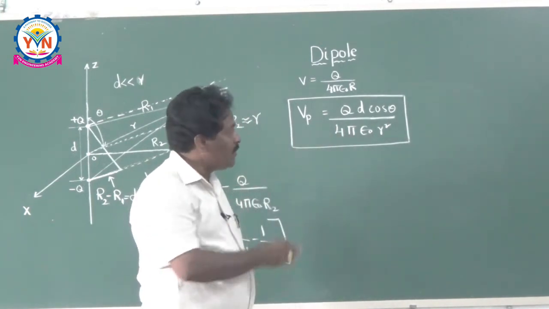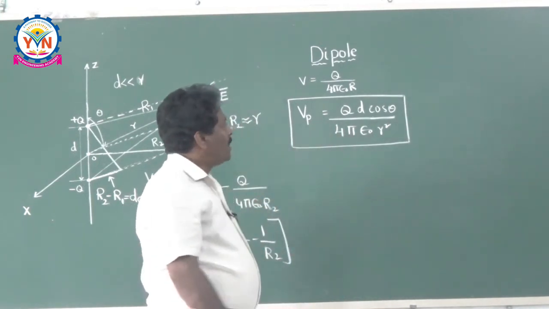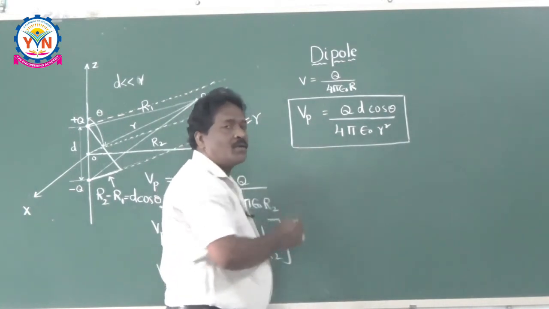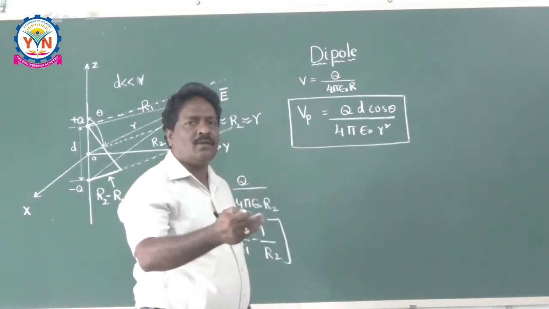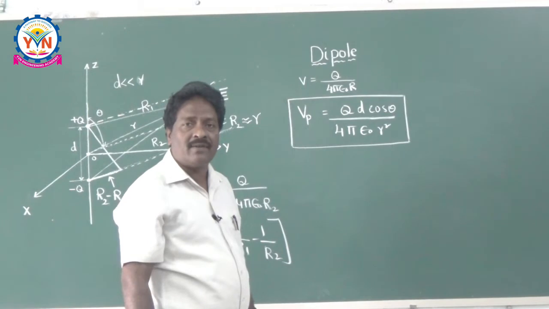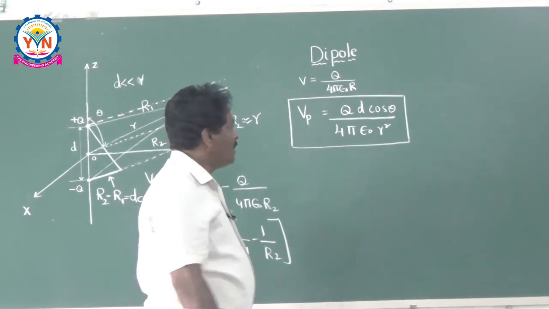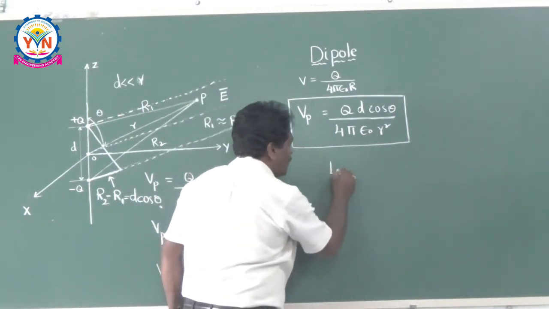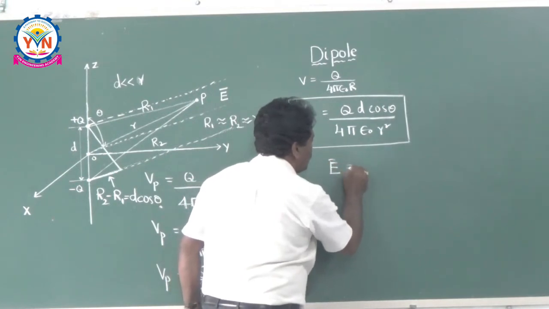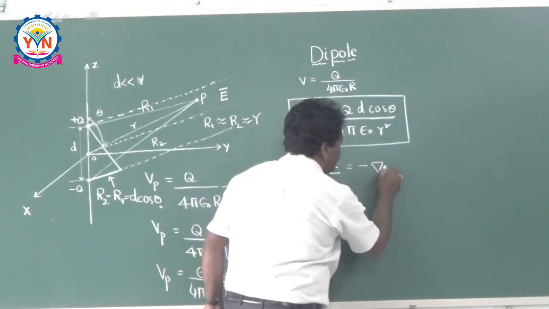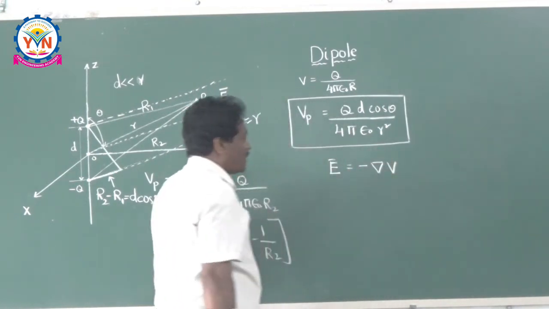Okay, whatever it may be, we will summarize at the end. Now from this potential, because I already told you, if you know the potential, you can calculate the electric field intensity very well, because you know the relation E is equal to minus del V. So E bar is equal to minus del V. This is nothing but the equation we require.